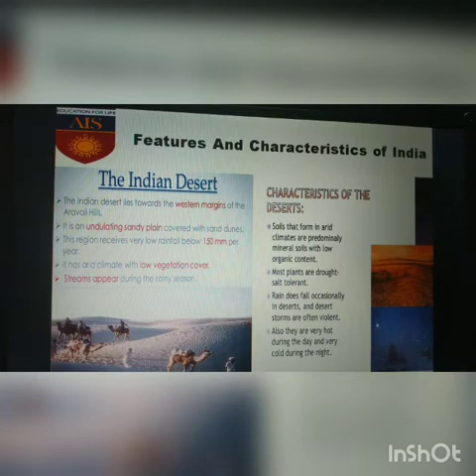Characteristics of desert. Soils that form in arid climates are predominantly mineral soil with low organic content. Most plants are drought and salt tolerant, that means they can resist for a long time. Rain does fall occasionally in the desert, and desert storms are often violent. Also, deserts are very hot during the day and very cold during the night.